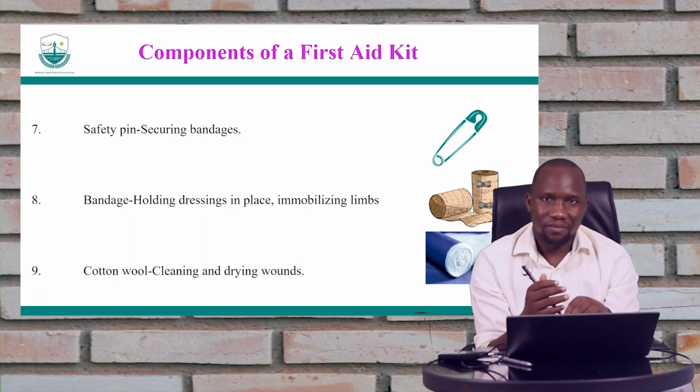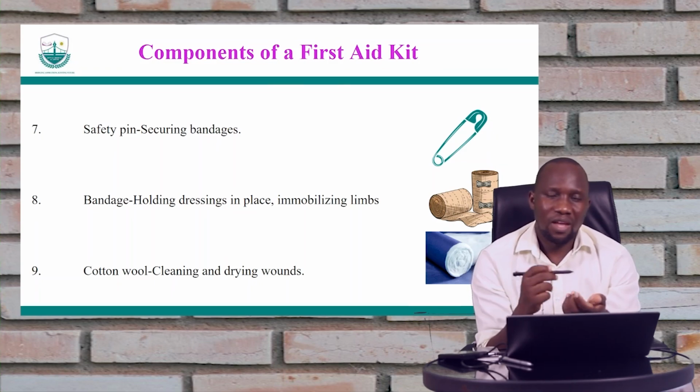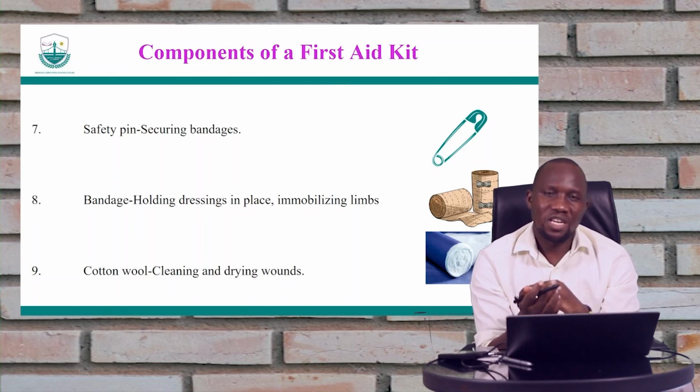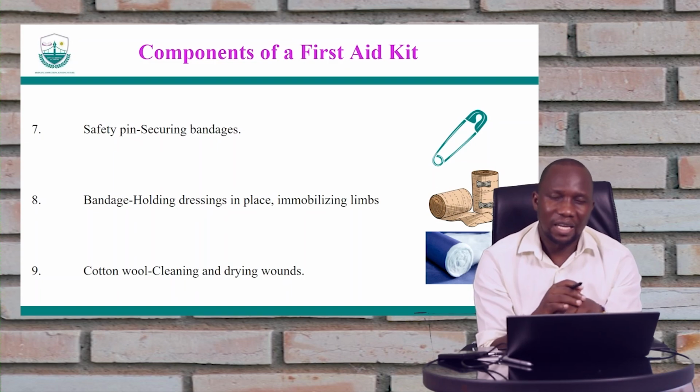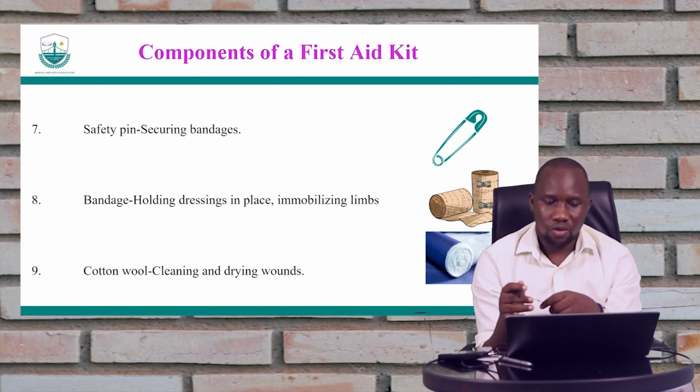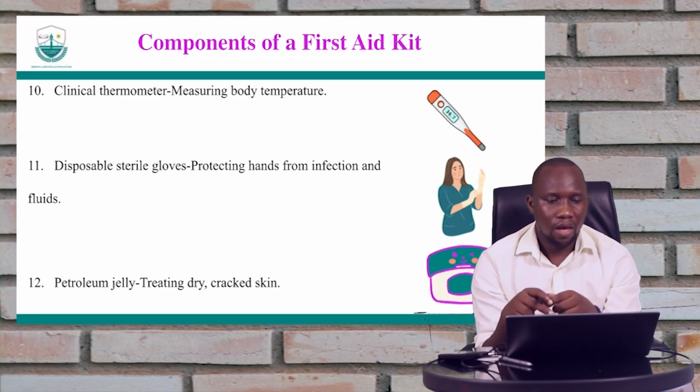Cotton for cleaning. You can put the iodine onto the cotton and then wipe. Or you can put the iodine onto the gauze and then clean the wound. So cotton is very important. Now for that, thermometer, for taking the body temperature.